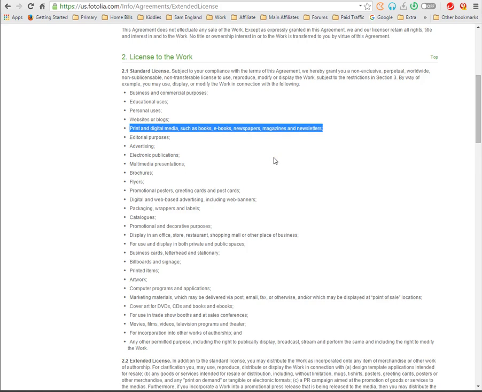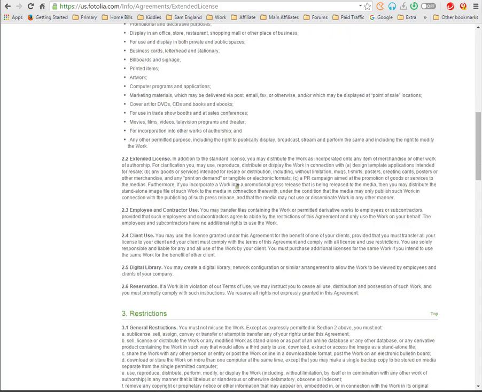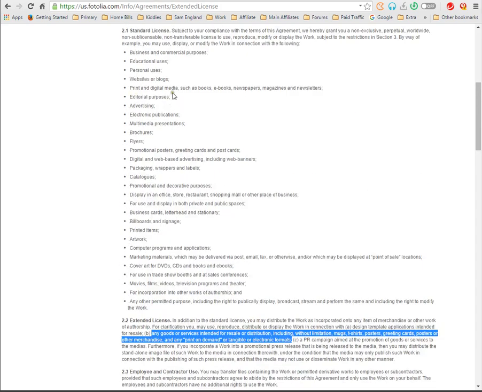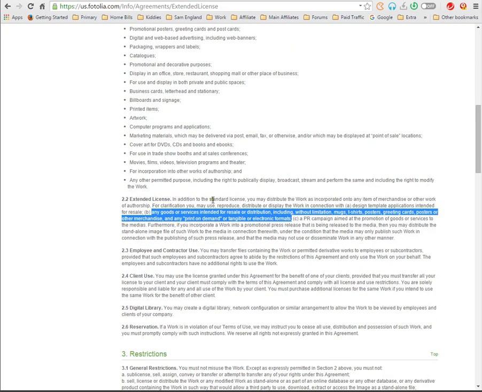Now, most people stop reading right there and think, well, they're covered, right? But the problem is, you scroll down here and it says extended license: in addition to the standard license, any goods intended for resale or distribution, including without limitation mugs, t-shirts, posters, greeting cards, or other merchandise, and any print on demand or tangible or electronic format. So right up here they told you that a standard license applies to books. However, in addition to the standard license, you may have to purchase the extended license for any print on demand or tangible product. So your coloring books through CreateSpace are both tangible and print on demand. So you need to have the extended license.